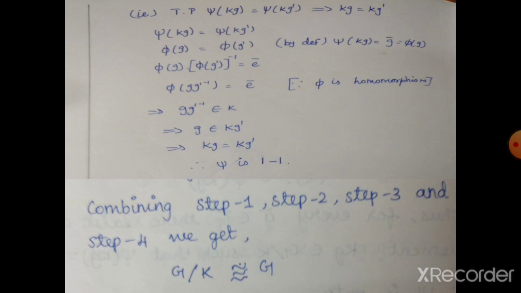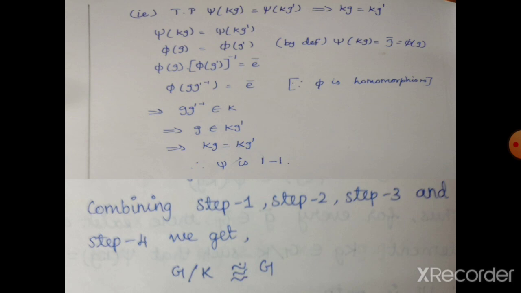So phi of g into g dash inverse is equal to E bar means g dash inverse belongs to k. So g belongs to kg dash, since g dash inverse is on this side. So g belongs to kg dash means we can write kg is equal to kg dash. Therefore psi is 1 to 1.